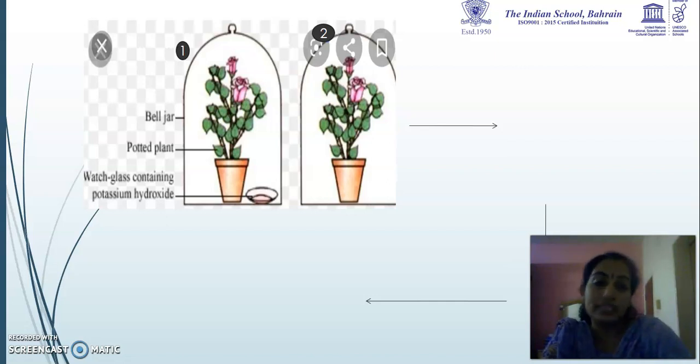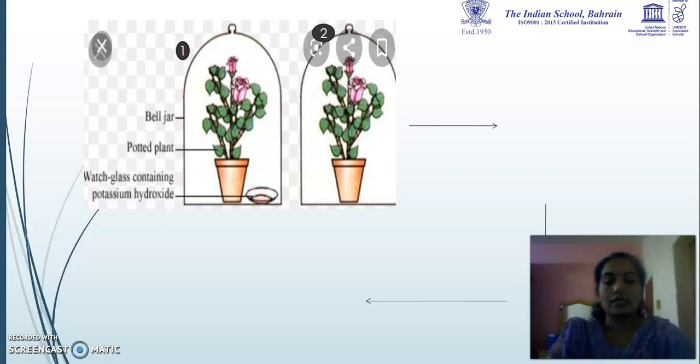What is special about potassium hydroxide? It can absorb carbon dioxide. So once we keep potassium hydroxide near the first plant, you can understand that potassium hydroxide absorbs carbon dioxide from the air in the first one. But in the second one, carbon dioxide is present as there is no potassium hydroxide there. We will allow it to perform photosynthesis. In both the setups, all the conditions are the same except carbon dioxide. Only in the first one, potassium hydroxide is kept.